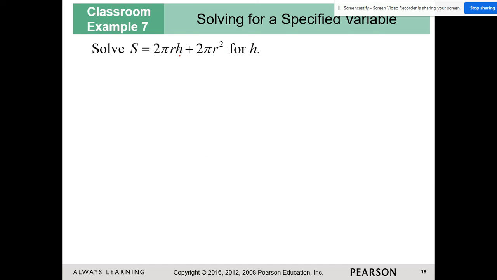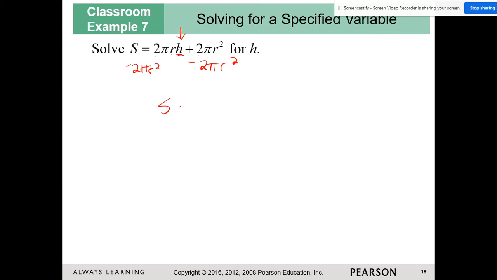All right, solving for H, right here. Treat this as if it were the only variable in the equation. This is a number, this is a number. We're going to pretend this is a number. This is a number, this is a number. Okay, so if I were to solve for H, we've got numbers times H plus numbers being added. Well, you always take care of the added first.